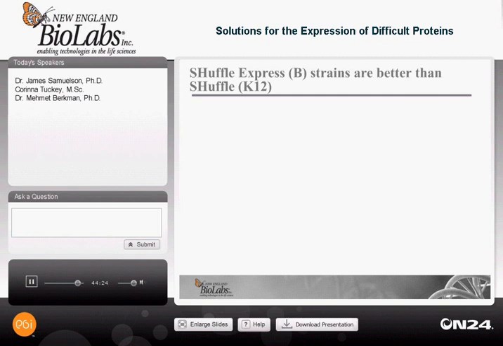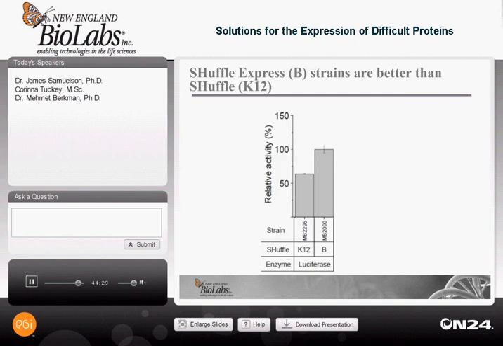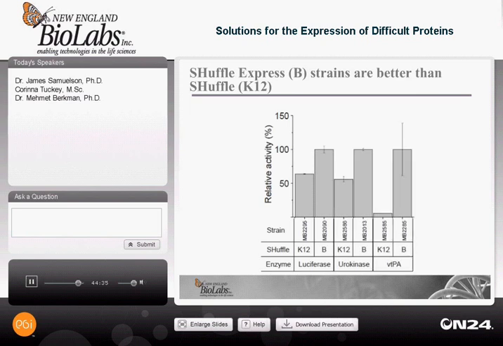And what we saw in the case of luciferase was an increased activity in SHuffle B cells. We saw the same thing for urokinase and the same thing for tPA. So this indicates that somehow, at least in our hands, SHuffle B cells outperform SHuffle K12. I would not say this is true for every protein. I'm sure there are exceptions. But in our hands so far, we always encourage people to try SHuffle B first if they're going to try one version over the other.